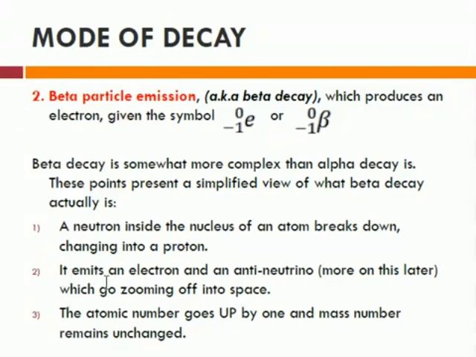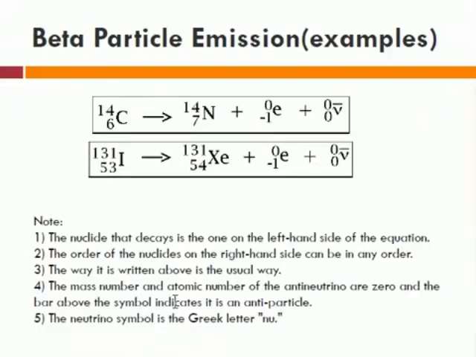Number two, it emits an electron. So the electron, or the beta particle, will be on the product side, along with an anti-neutrino which goes zooming off into space. So in the product side, we have the beta particle and the anti-neutrino. The atomic number goes up by 1 and the mass number remains unchanged. Okay, so let's look at the example here. So we have carbon here. The mass number is 14. The atomic number is 6.